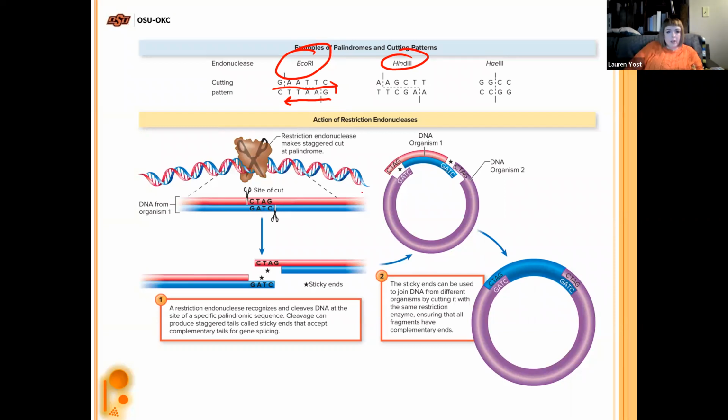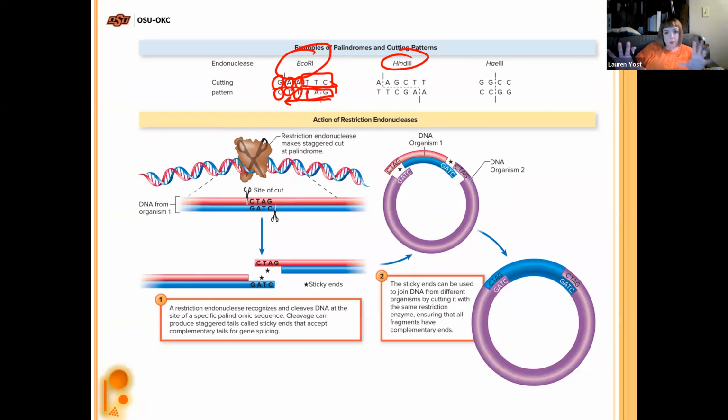The other way you can look at it is, look at this. You have GAA. What does A bind with? T, right? It shows us here. It's not a trick question. T, T, C. For the G, it binds with a C. Well, look at that. It's the same.